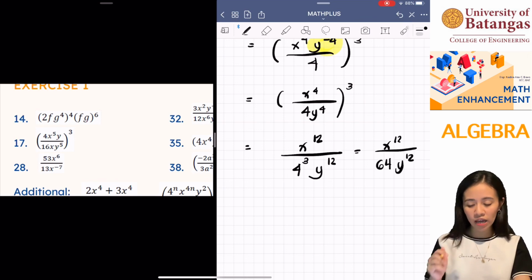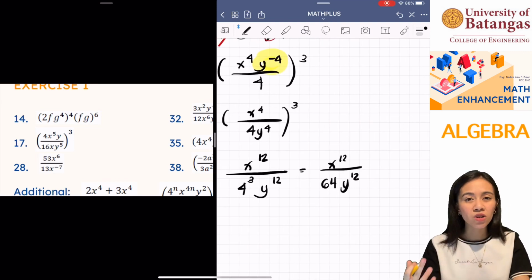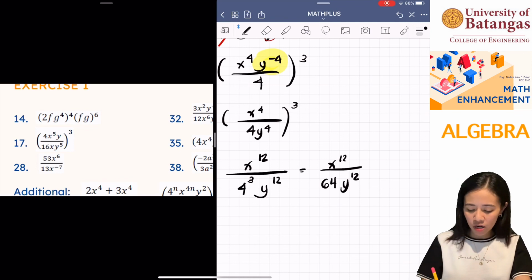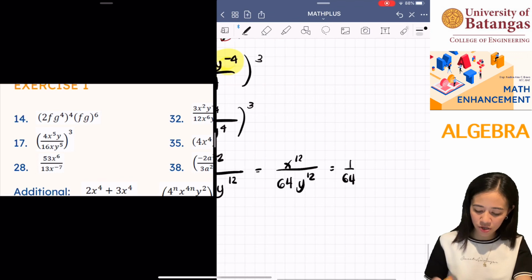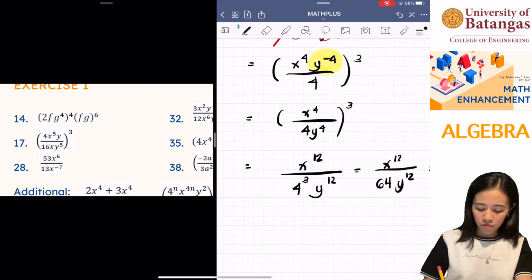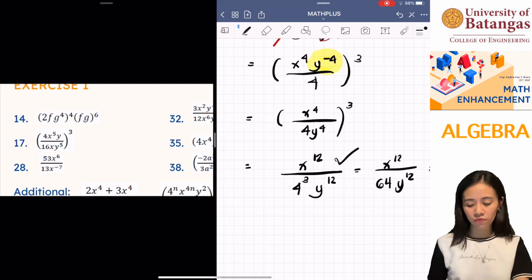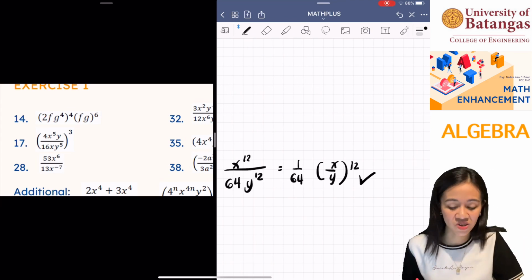raised to 12. O kaya naman, depende sa instruction ng problem, or depende sa kung paano nyo gagamitin yung expression sa mga problems. Pwede natin siyang gawing 1 over 64, times x over y, quantity raised to 12. So, pwedeng ito. Pero pag hiningi sa simplest form, ito yun. Ito yung simplest way to represent the answer.